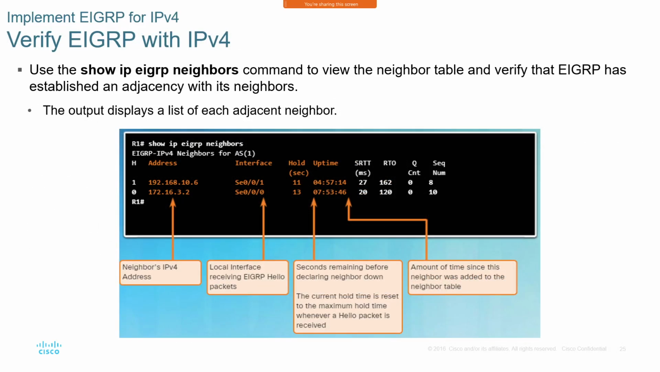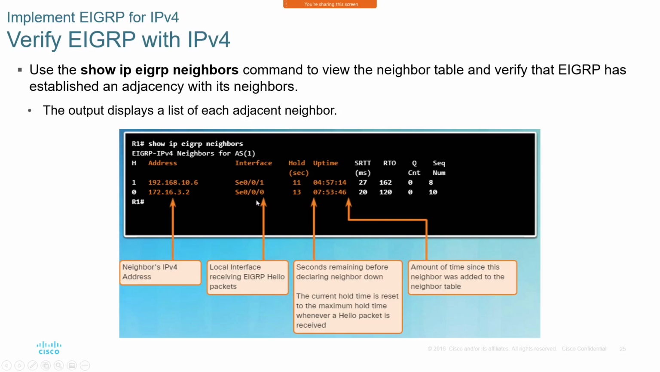All right. Now, how do we verify EIGRP functionality? EIGRP can be verified with the command show ip eigrp neighbors. That is going to display us every single one of the neighbors we have in a specific router. This router here, for example, router 1, will have two neighbors. One neighbor is 192.168.10.6 and the other neighbor is 172.16.3.2. Keep in mind this is actually the neighbor's IPv4 address. It's not the router ID.